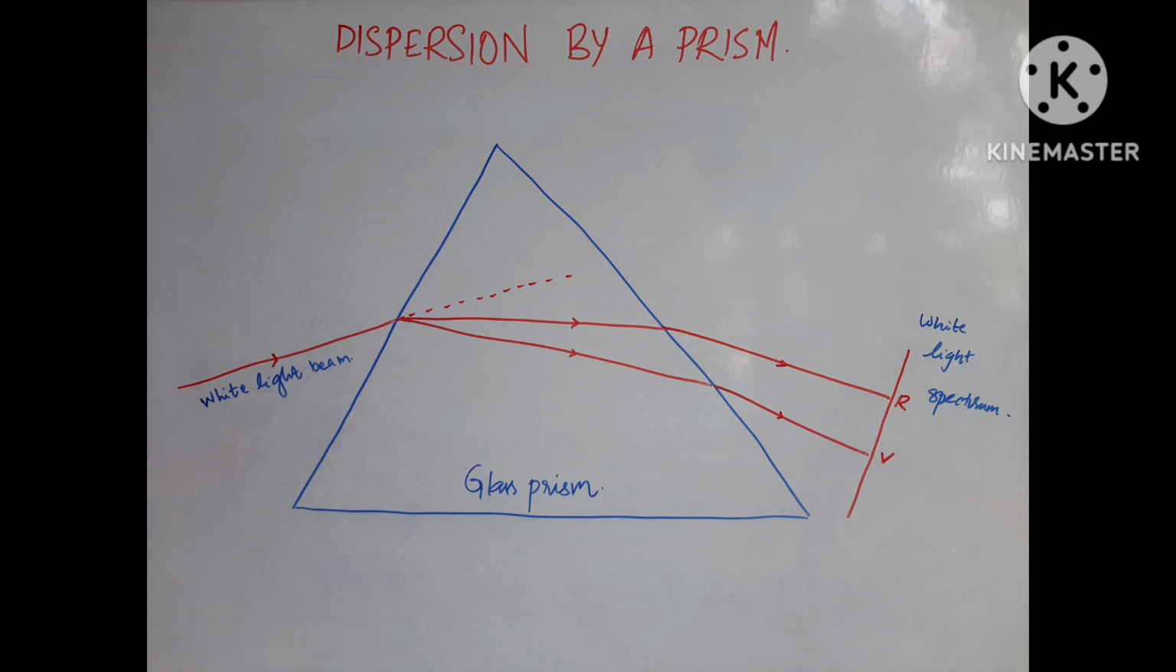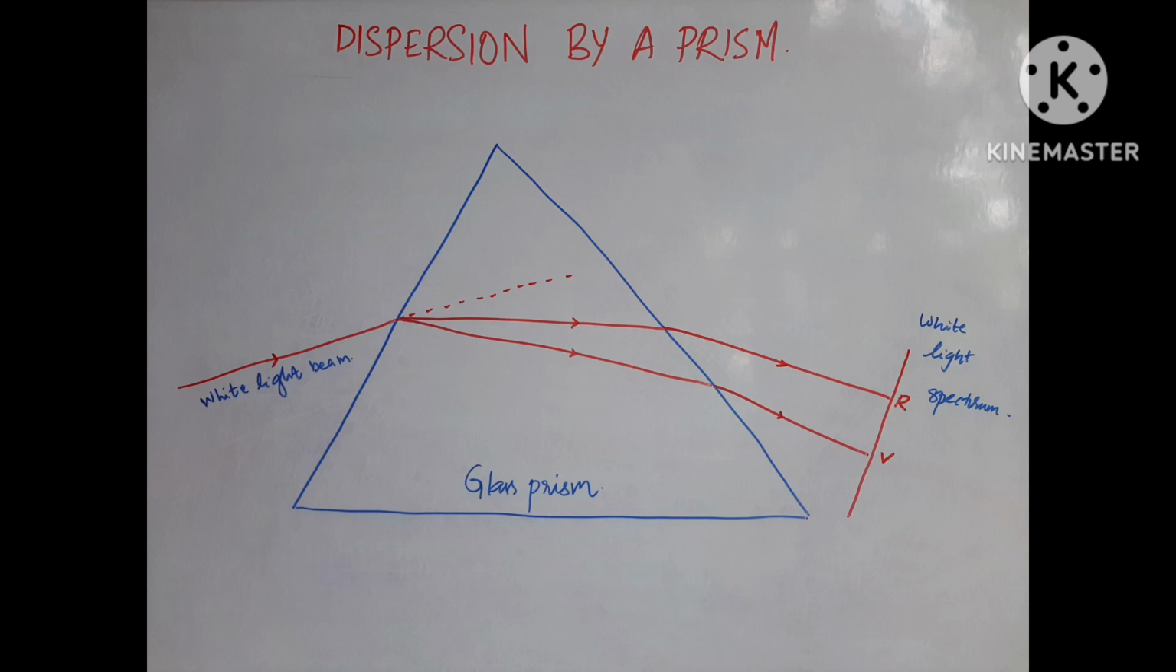When a narrow beam of light enters a glass prism, we can see that on the other end is a series of spectrum, a series of colors, or a pattern of colors observed on the other side. The colors are violet, indigo, blue, green, yellow, orange, red, VIBGYOR in acronym, which can be seen on the other side.